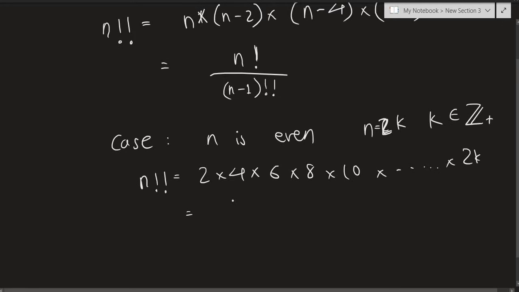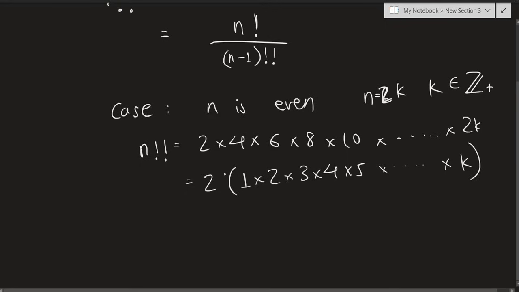So now let's factorize a 2 from all these things. We have 1 times, we factorize the 2, so we just have 1. Instead of 4 we have 2, we have a 3 here, a 4 here, a 5 here. And that goes on till k, because we removed this 2 from the 2k. So 2 from each term, and there are k terms, so 2 to the k. And what is this? That's just the regular factorial, right? So n double factorial when n is even is just 2 to the k times k factorial.